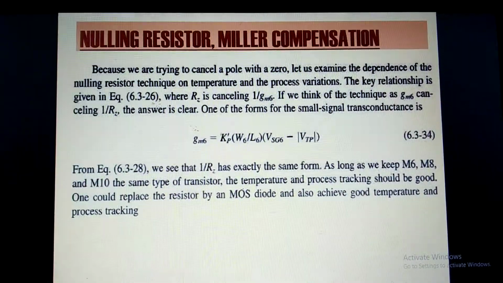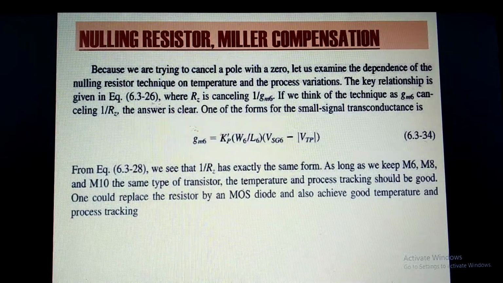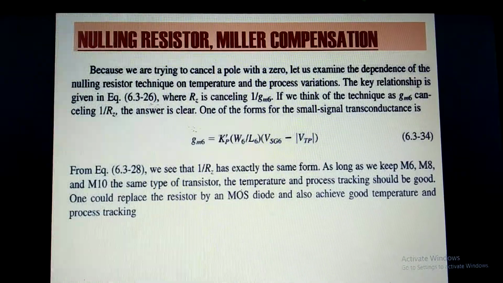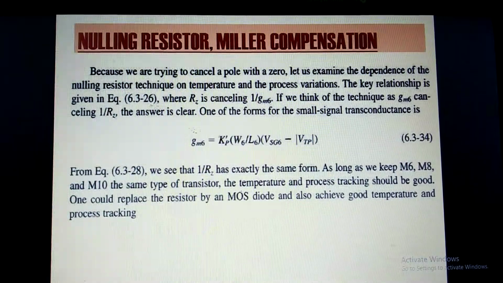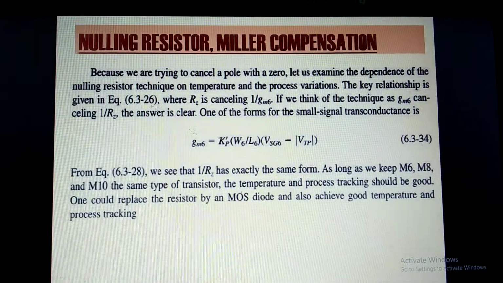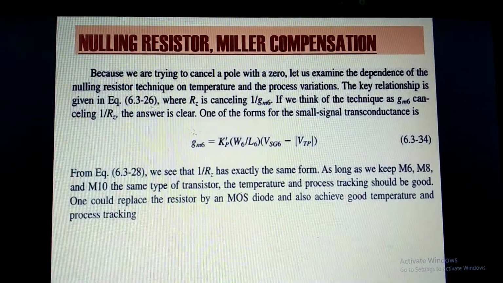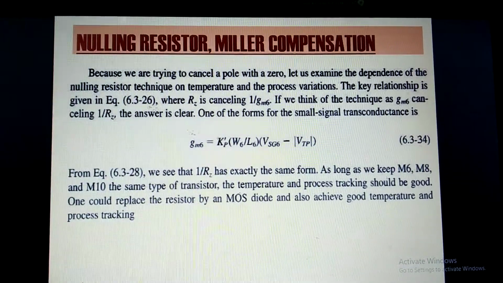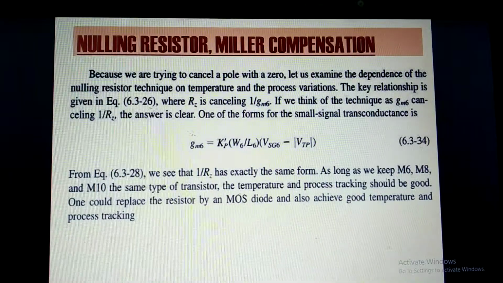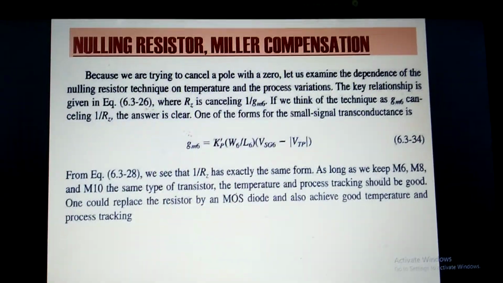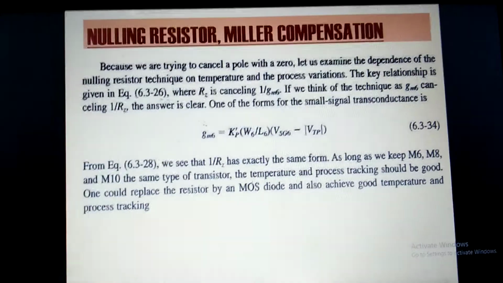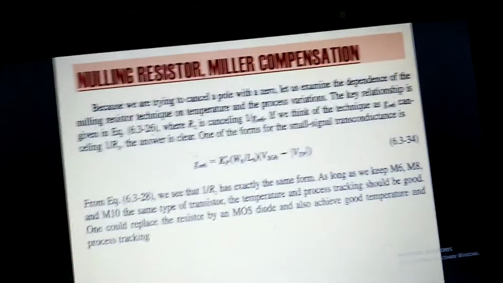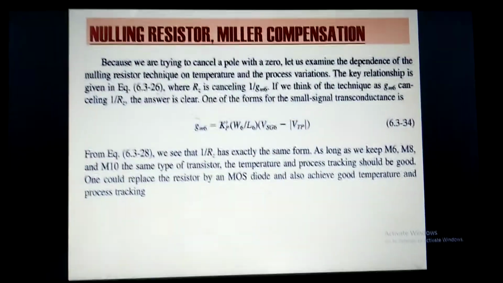So we are trying to cancel a pole with a zero. The key relationship is given in equation 26, where RZ is cancelling 1 by GM6. Now, GM6 is cancelling 1 by RZ, then the answer is clear. So we always say that the nulling resistor does not cancel the overall gain of the output stage, but we can say that the output stage overall gain cancels the nulling resistor.